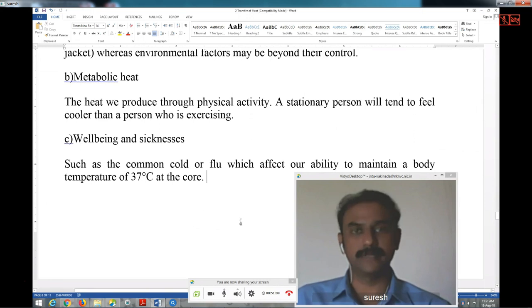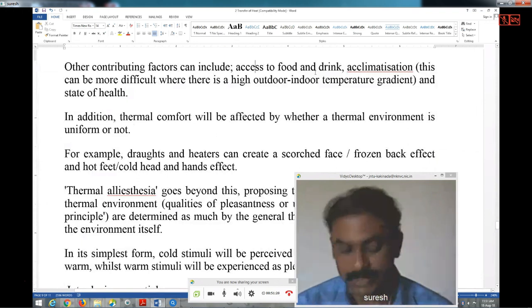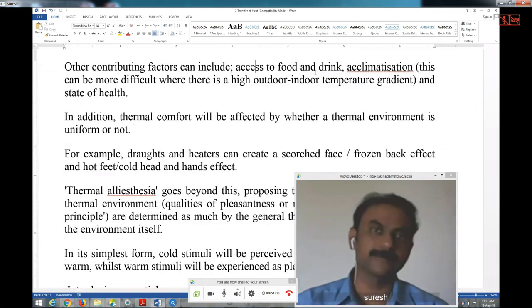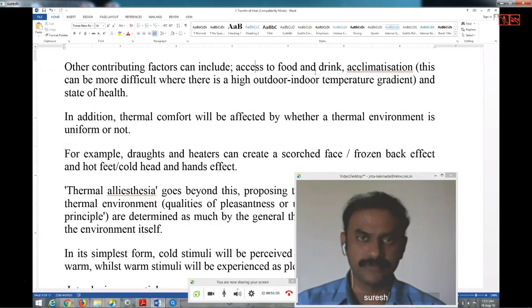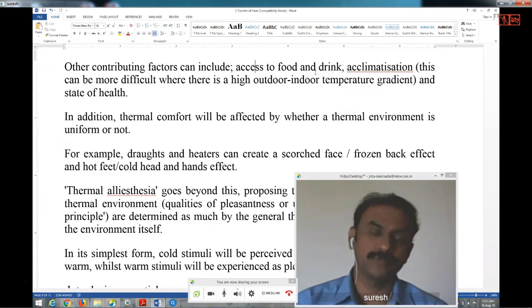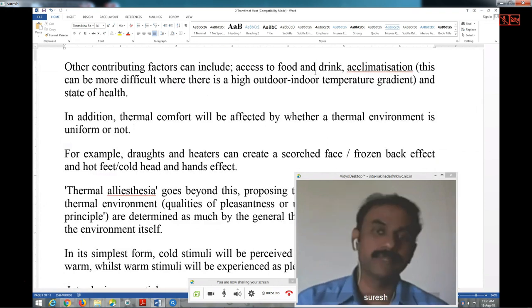Then other contributing factors can include food and drink. Here the food and the drinks you are consuming also play a vital role in the feeling of comfort and discomfort. Some countries which are colder used to drink certain kinds of drinks in order to keep their body warm. And some hot countries drink other kinds of drinks in order to keep their body cool. So that also depends upon other contributing factors.